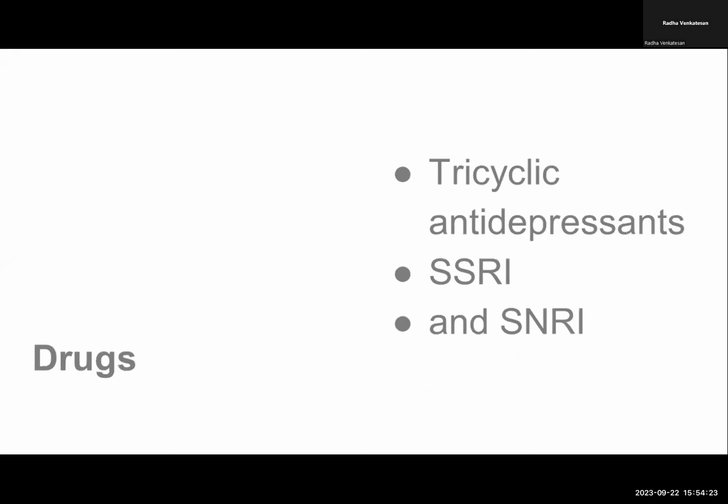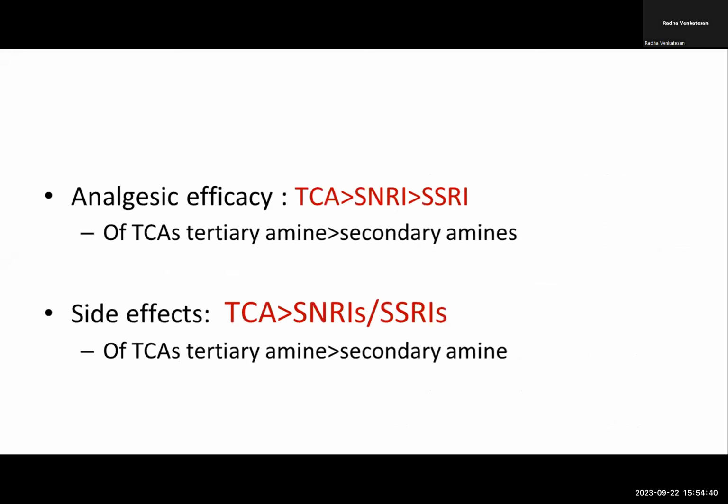Next slide. In this group, you have plenty of drugs as adjuvants. So we will see a list of many things. Commonly used antidepressants are tricyclic antidepressants, SSRIs and SNRIs. Okay, next slide. If you see the analgesic efficacy of the 3 groups which are used, the tricyclics, common examples being amitriptyline and nortriptyline, have the maximum analgesic effect to help with pain relief. Then the next group is SNRIs and the next group is SSRIs. Even for side effects, it is the same.